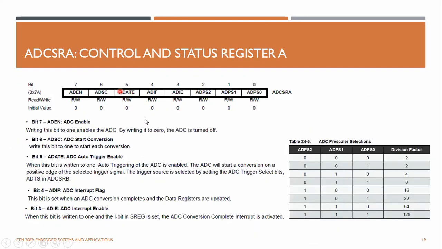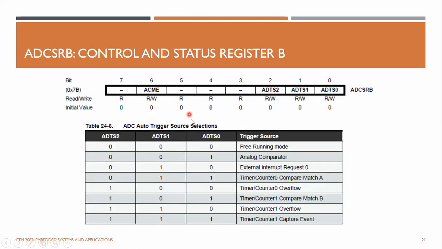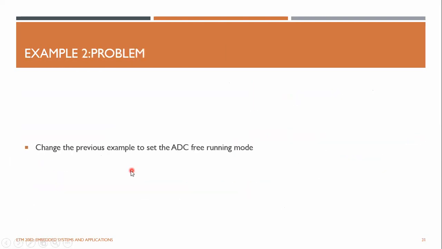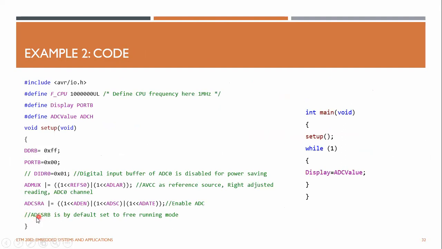So this is the auto trigger mode. You have to set it, and set the start conversion, and the auto trigger source can be selected from ADCSRB. By default, these bits are set to 0, so it is on free running mode, right? So you don't need to write anything to ADCSRB. That's why I have left this commented. So you don't need to write anything here. By default, it's on free running mode.